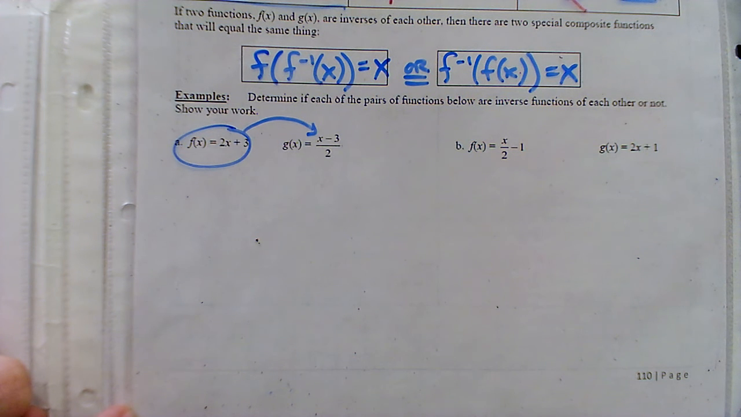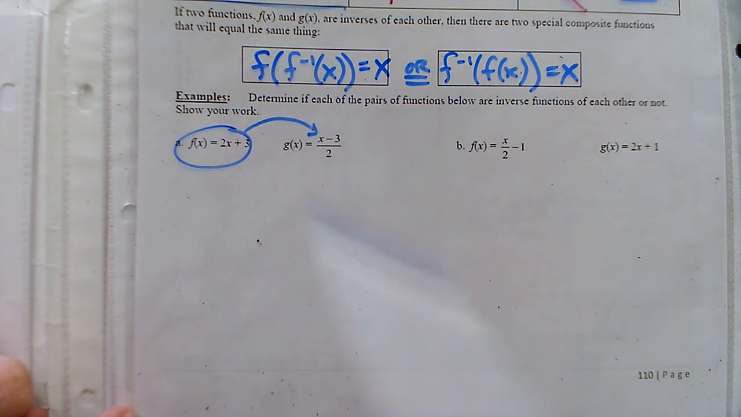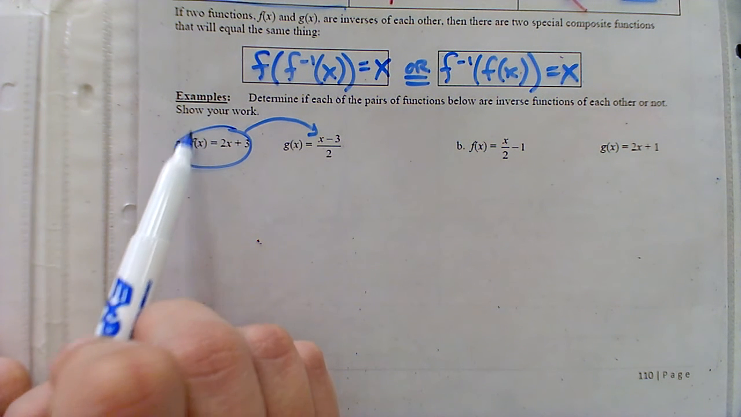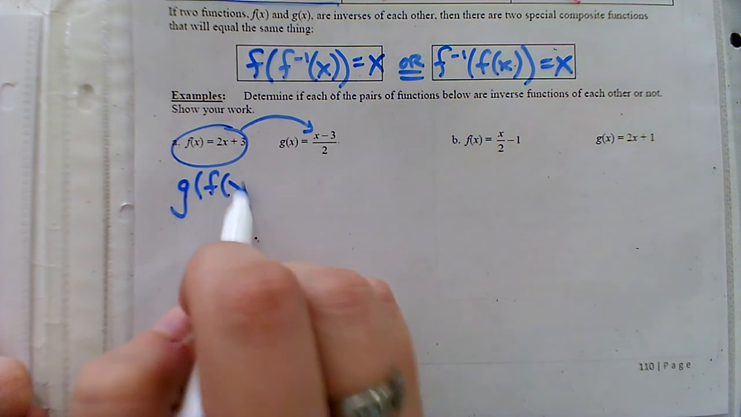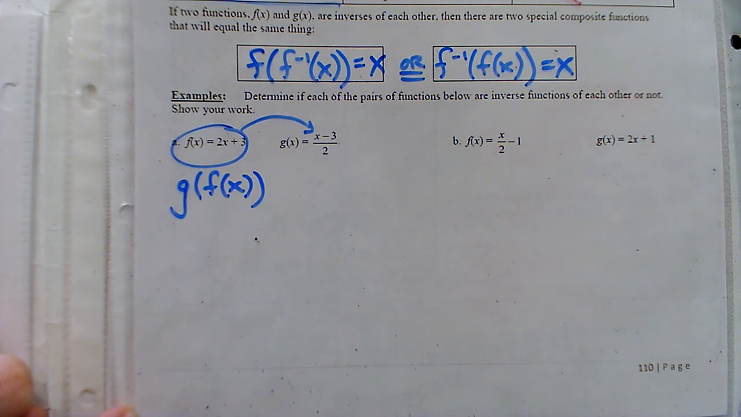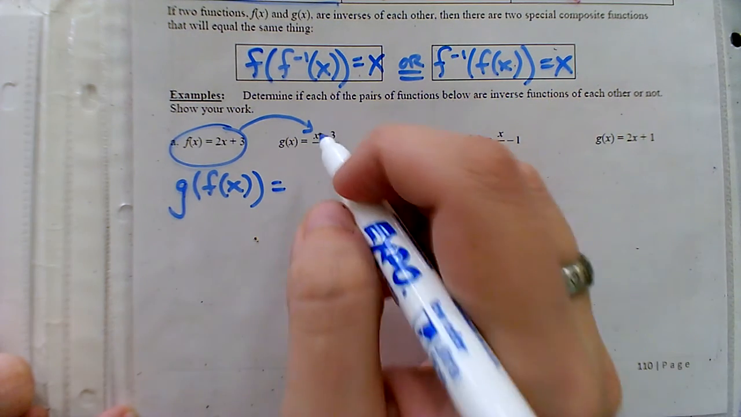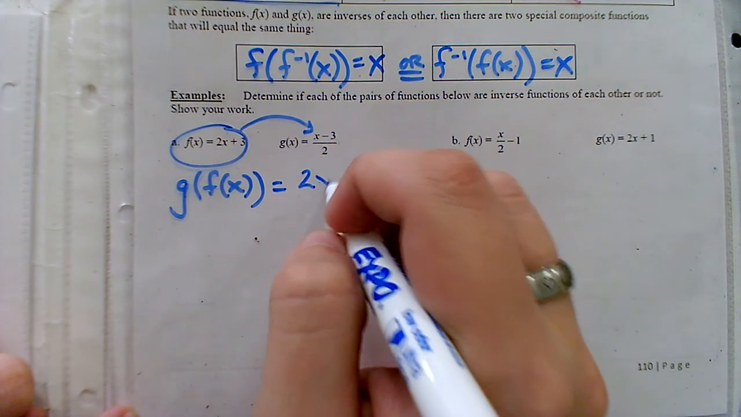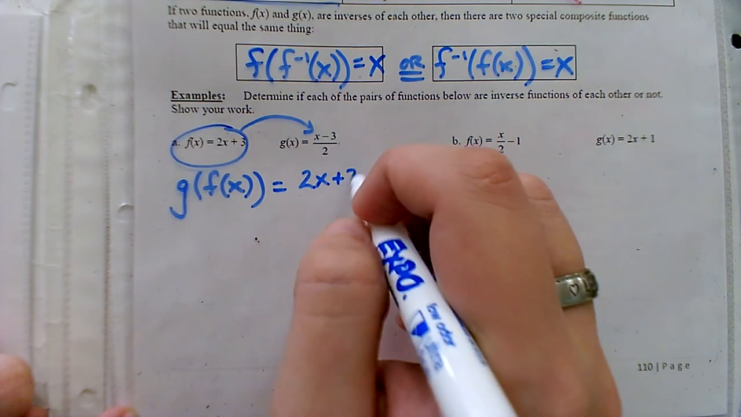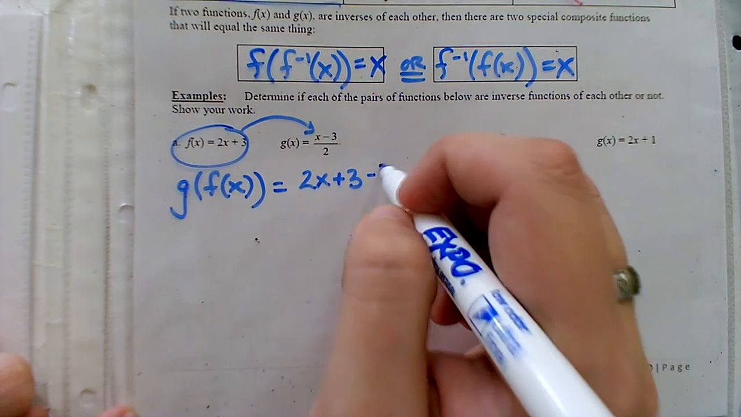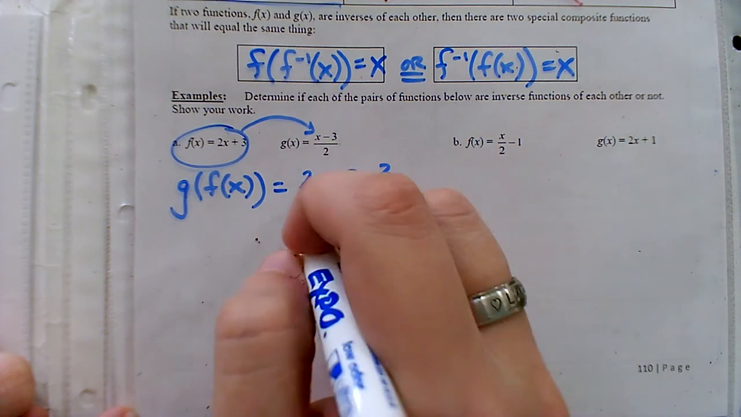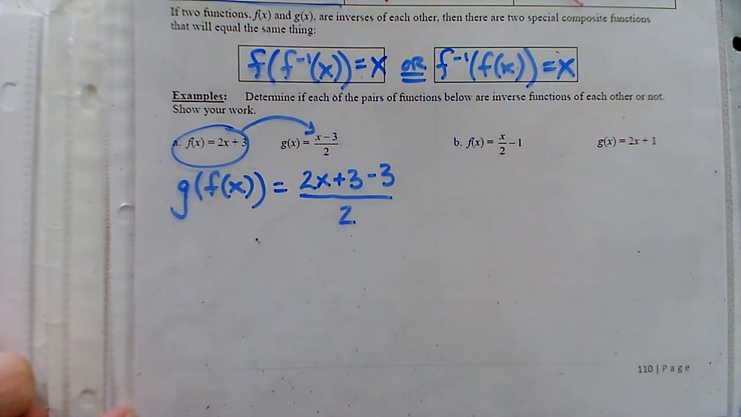Mathematically speaking, we are going to plug the f of x equation into the g of x. So that would be g of f of x. Notice how the f is on the inside because that's what you're plugging in. So in for that x, we'll substitute in the 2x plus 3. We still have the minus 3 on the end, and it's all over 2.